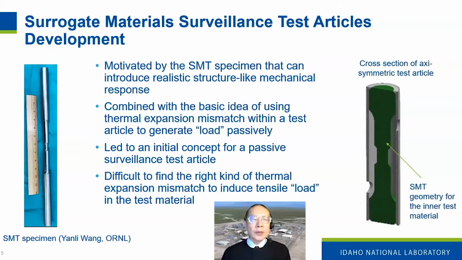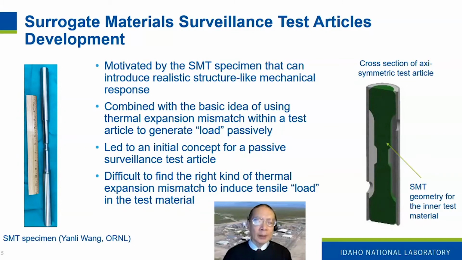The approach to materials surveillance has been pretty much driven by the light water reactor technologies. It is based on the idea of putting surrogate materials in the reactor to receive irradiation dose and then periodically pull them out to perform characterization and mechanical property testing. The surrogate materials are not actively loaded in the reactor. For advanced reactors, we need to figure out how to apply stress to the surveillance test articles during reactor operations.